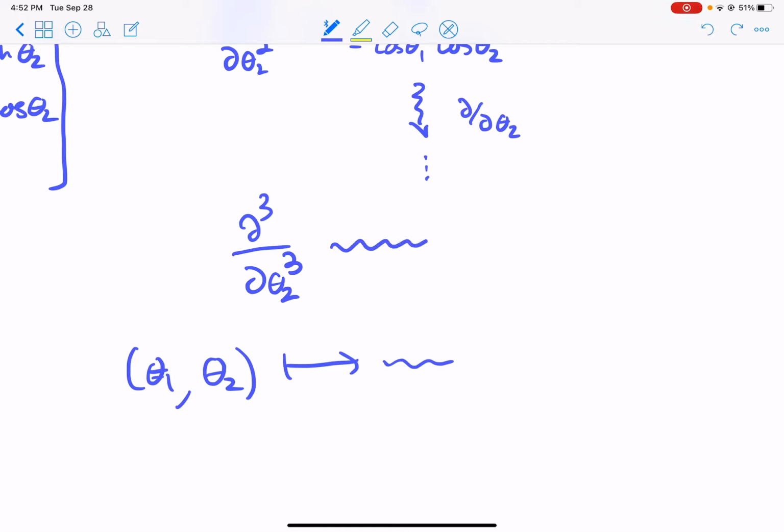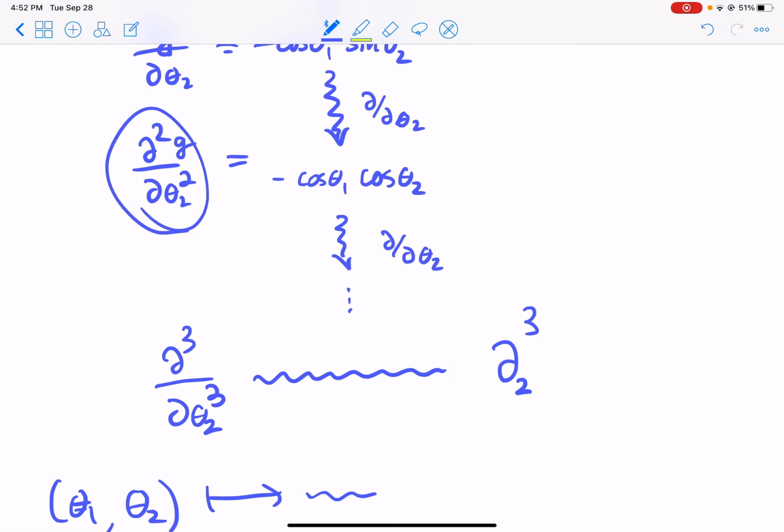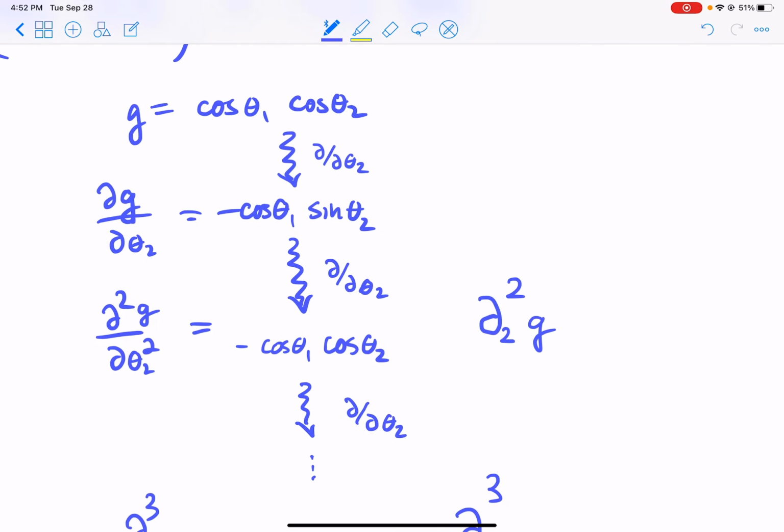And I would write this. I would much prefer the notation second dimension to the third power. That means take the partial derivative in the second dimension, which happens to be named theta 2, but could be named other things, like y is often the second dimension, and do it 3 times. This one here would then be, in this notation, take the derivative in the second dimension and do it twice. Do that to g. Okay? And then this one here, just the one partial derivative, would be take the derivative in the second dimension once.